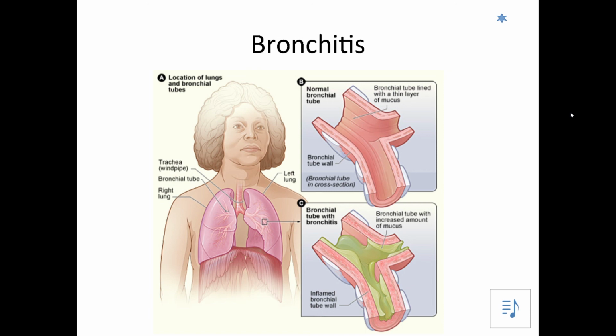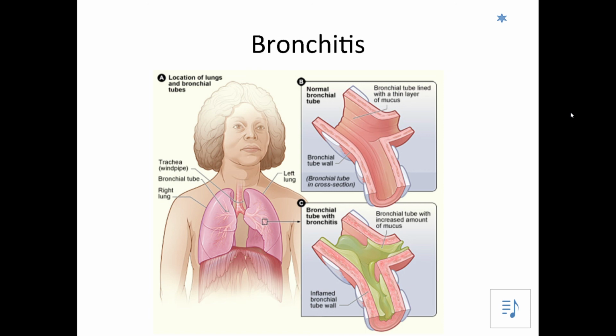Now, this is not pneumonia, where fluid is actually building up in the alveoli, which we're going to get to in a moment, in the actual air sacs of the lungs. But this is fluid buildup in the bronchi, which can lead to fluid buildup in the air sacs. However, at this point, we can still cough it out. It's much harder to cough it out when it's in the alveoli.